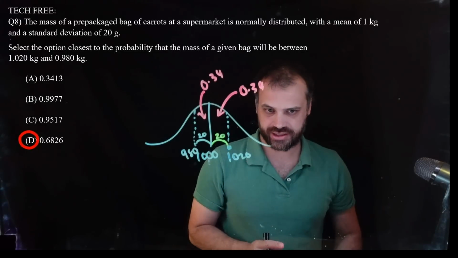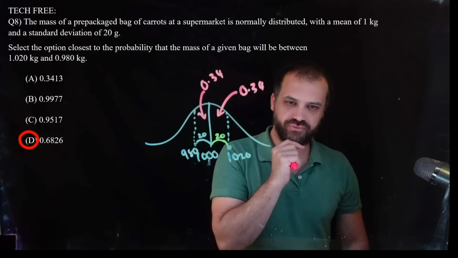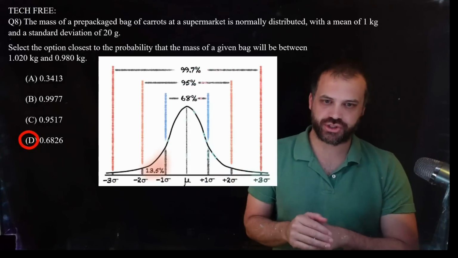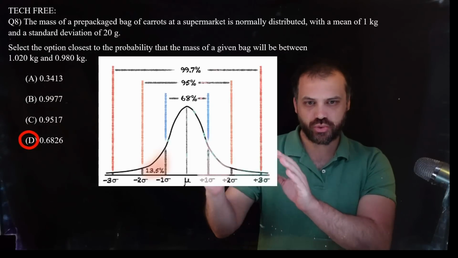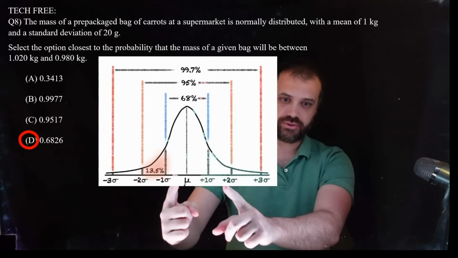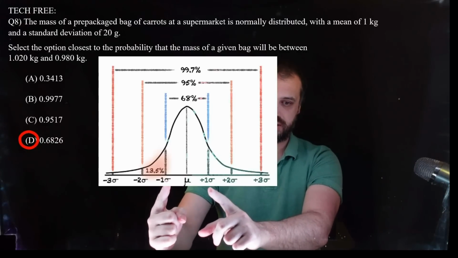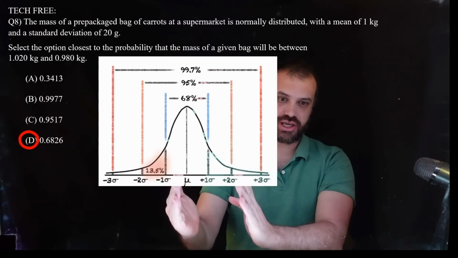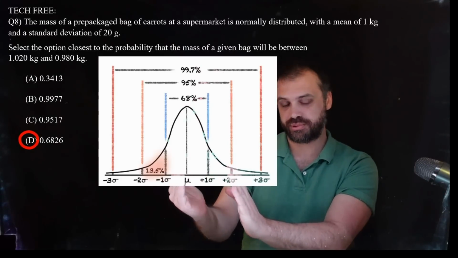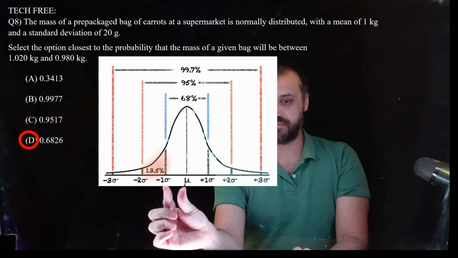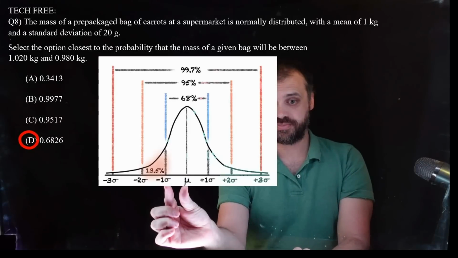0.6826 is our answer. Now, if you've never seen this before, let me find you a picture. A quick Google later, and here we have our picture. This sort of picture is something that you should have in your head. The way we're looking at this is one standard deviation above or below, there's a 68% chance that something is between those two. And we can do a smaller bit here and say that that's 34%, that's half of 68.